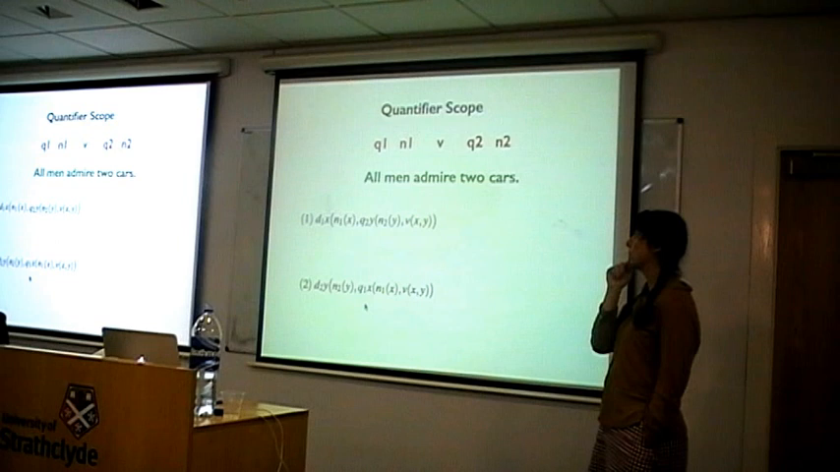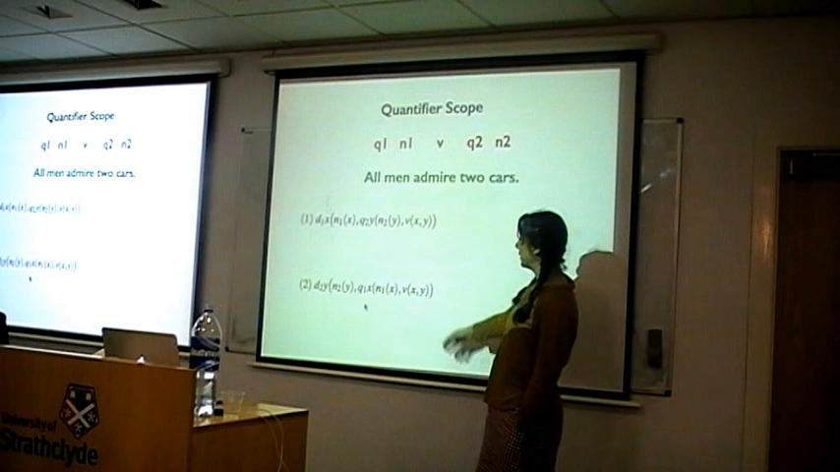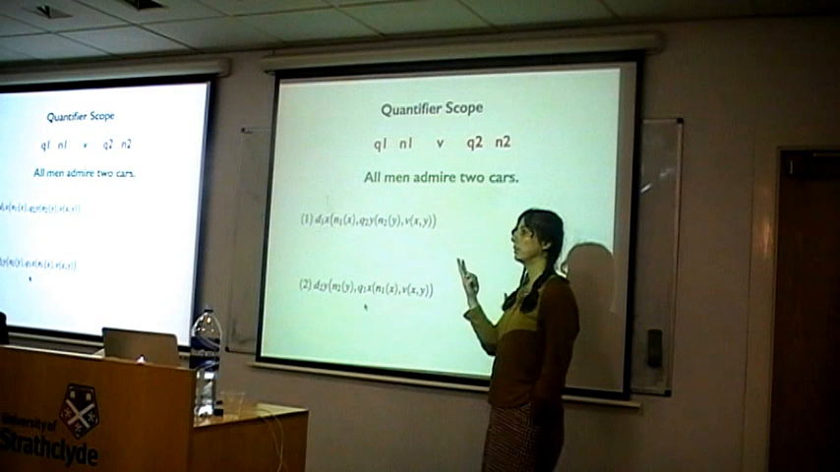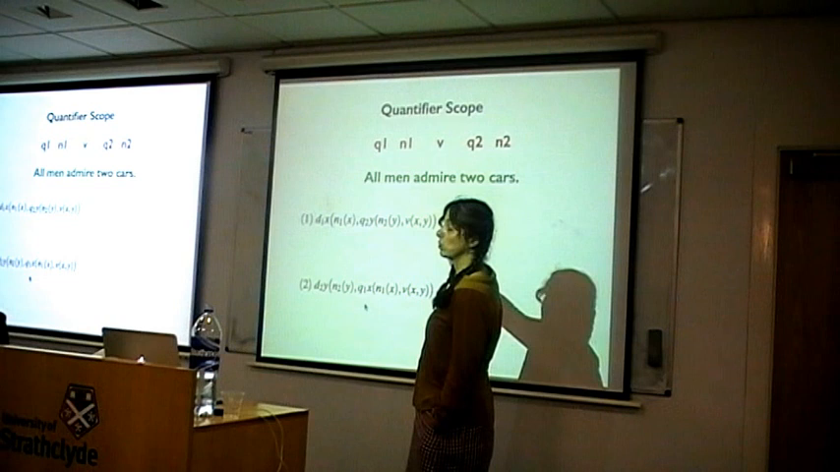The first meaning is where all men in the set of men admire some two cars. They don't have to be the same two cars. And the second meaning is where all these men like two very specific cars, Lamborghini and Jaguar. So how can we show that our quantifier model also gives rise to these two different meanings?